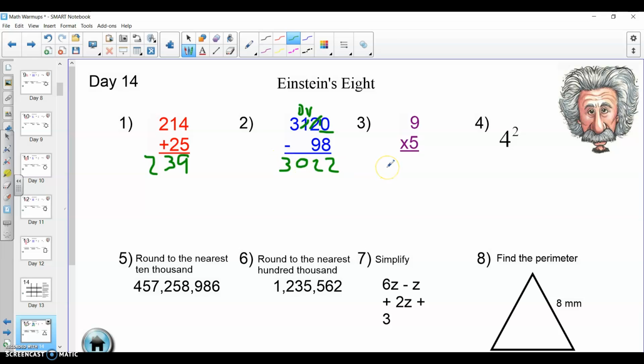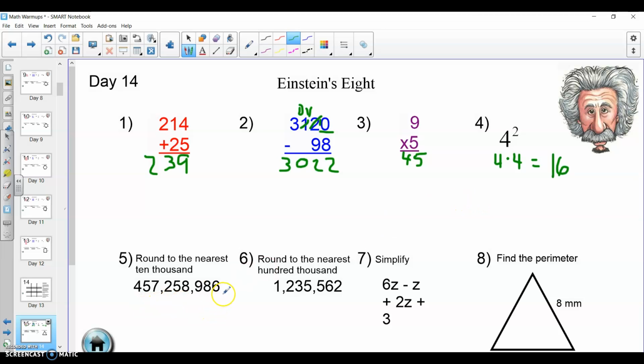Good. 9 times 5? All right, how about 4 squared? 2 4s, very good. Both of you work together on that. 2 4s, you multiply, and you get 16. You do not get 8.